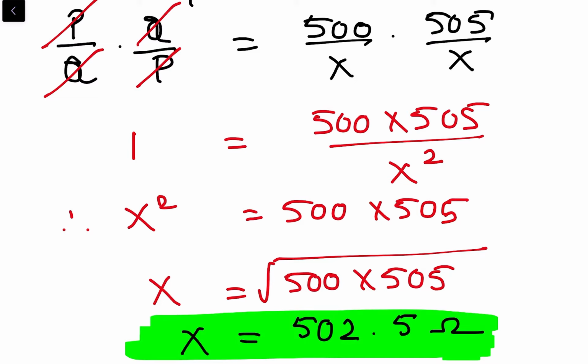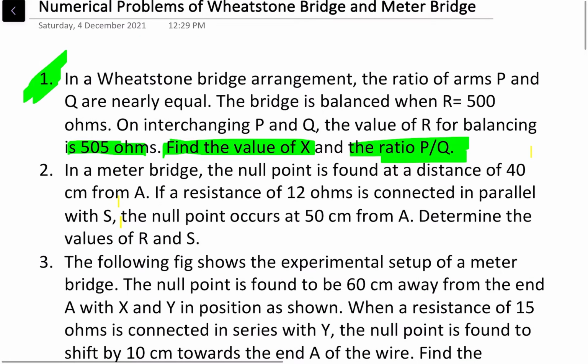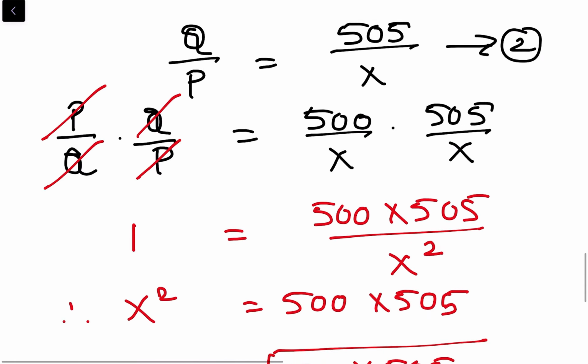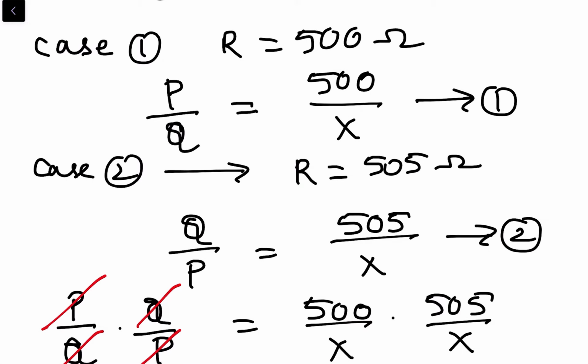So, this is how we found that unknown resistance. But in the problem, they also asked the second part, that is the ratio of P by Q. So let's substitute the value of x in any one of the equations 1 and 2. Easily you will get the value of P by Q, that is the ratio.